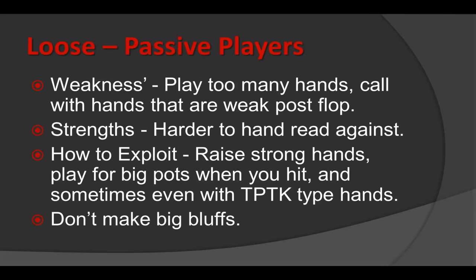So how do we exploit this? We want to raise our strong hands. We want to play for big pots when we hit. And a big pot, or a big hand, against a loose passive player is different than a big hand against a weak tight player or against a loose aggressive player. Against loose passive players, they'll call down sometimes with second pair. They'll call down with weaker hands. They'll call down with draws. When I say a big hand, sometimes that's even top pair, top kicker.